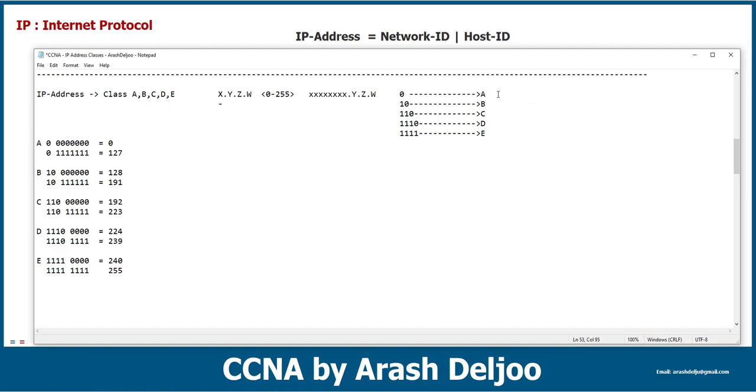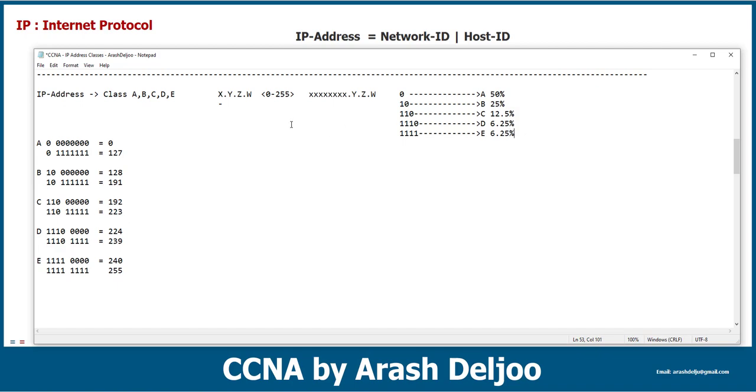Let me say that about 50% of the IP addresses are class A addresses, and after that, half of the remaining 50%, which means 25%, are class B. Again, the remaining part is halved here, and 12.5% are class C addresses. After that, 6.25% are class D addresses, and also 6.25% are class E addresses.